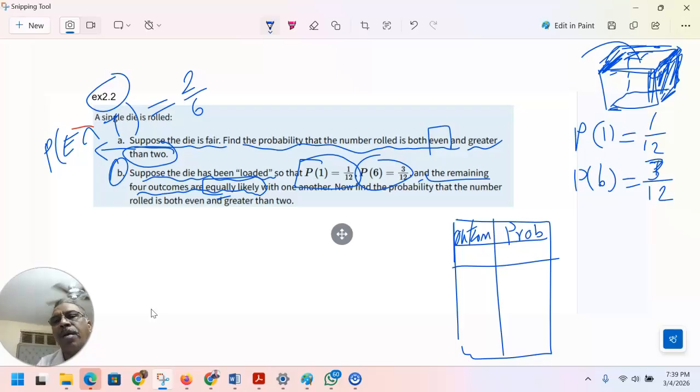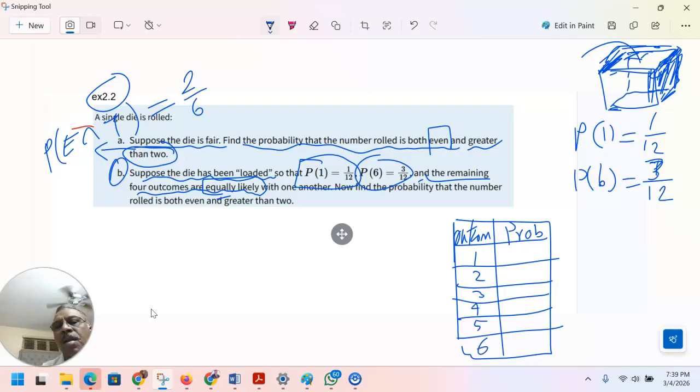That means probability of 1, 2, 3, 4, 5, and 6. Let's see. The 1 is given as 1 out of 12, and for 2 we don't know. These have equal probability. Because we don't know, I'll put an x here. We don't know what the probability is. The sixth one is given as 3 out of 12, right?